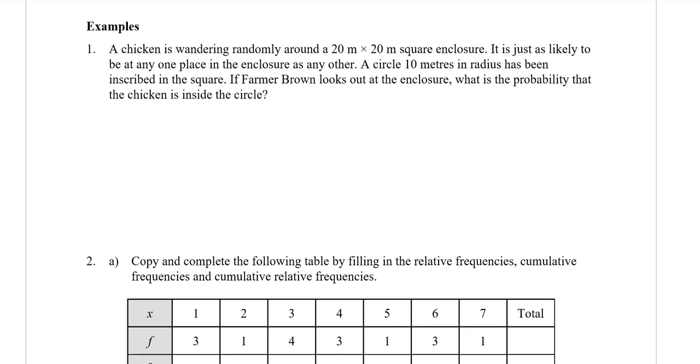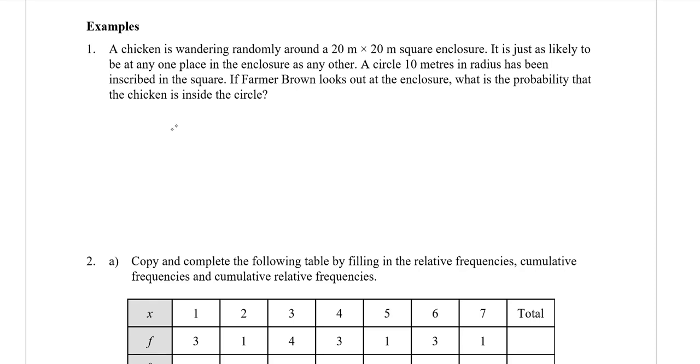Okay, so 2 quick examples. A chicken is wandering randomly around a 20 metre by 20 metre square enclosure. It is just as likely to be at any one place in the enclosure as any other. A circle 10 metres in radius has been inscribed in the square. If Farmer Brown looks out at the enclosure, what is the probability that the chicken is inside the circle?